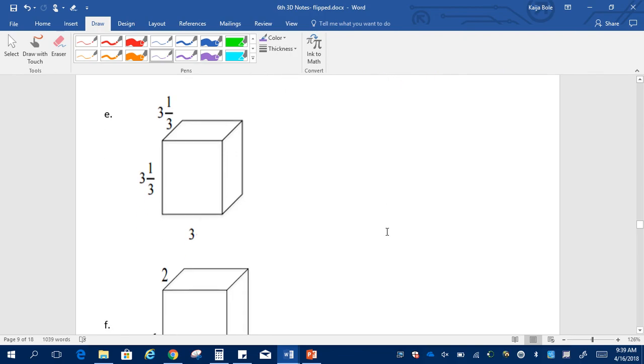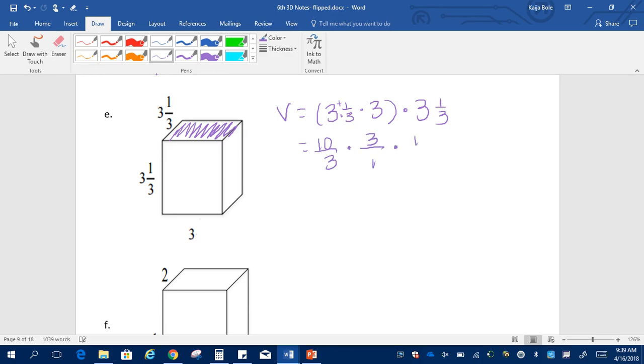Okay. Example E, same thing here. Volume equals the area of the base times the height. So our base for this one is going to be, I'm going to shade in kind of this top part because it would be the same on the bottom. So we'd have V equals 3 1/3 times the width of that base is 3, and then our height is 3 1/3. So change our mixed numbers to improper fractions. So 3 times 3 is 9, plus 1 gives us 10/3. Times 3 over 1, and then times another 10/3.